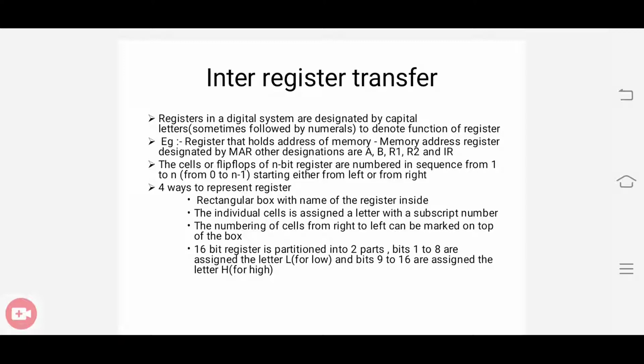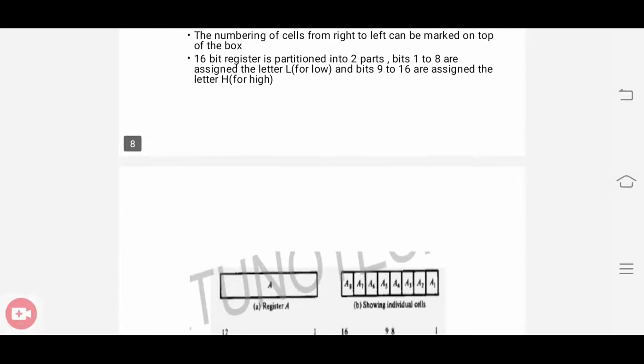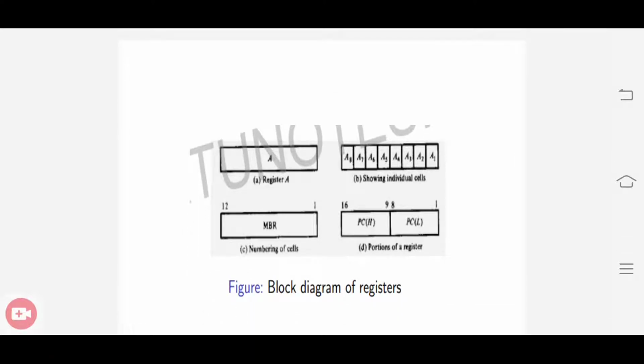And the 16-bit register is also partitioned into 2 parts. One is a higher order bits part and the other one is a lower order bits part. That is represented as H as well as L. So, how to represent a register in a digital system? A register can be represented by using a rectangular box. Figure A shows a rectangular box with the name of the register inside.